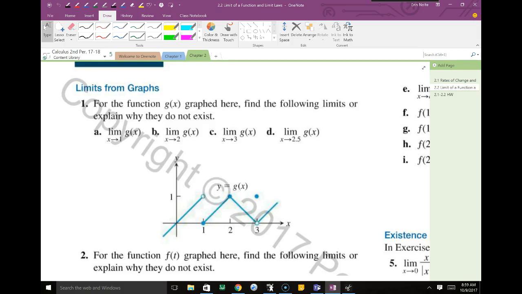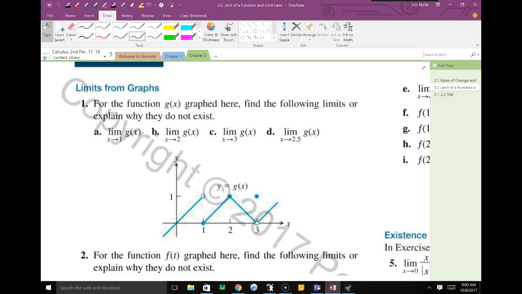Okay, so this is asking us for the limit as x approaches 1 of our given function, which happens to be g of x, some super cool piecewise function. So tell me about how you find a limit. It's like coming from both sides. Good. Perfect. That's a perfect definition.